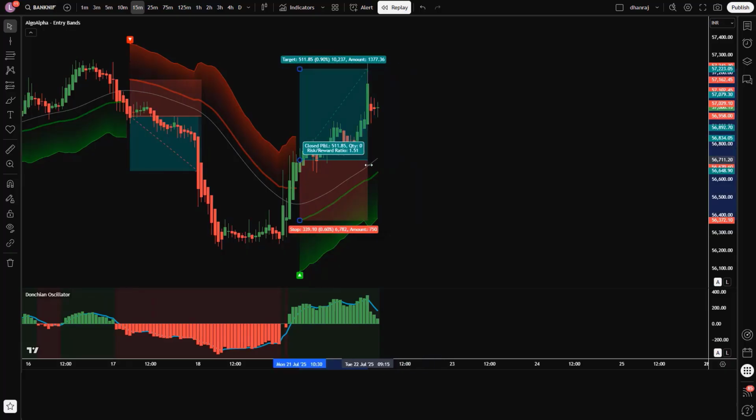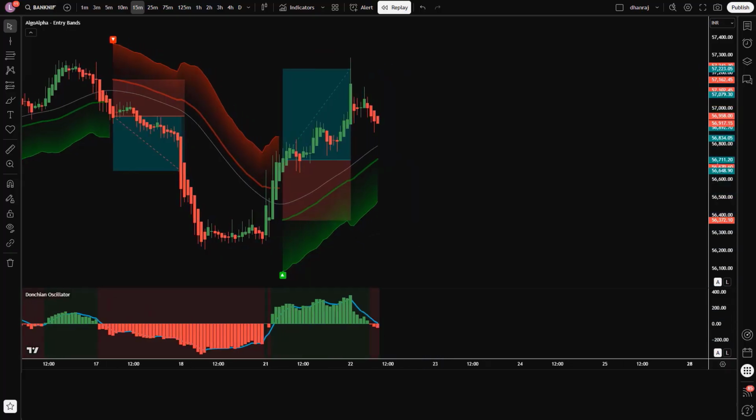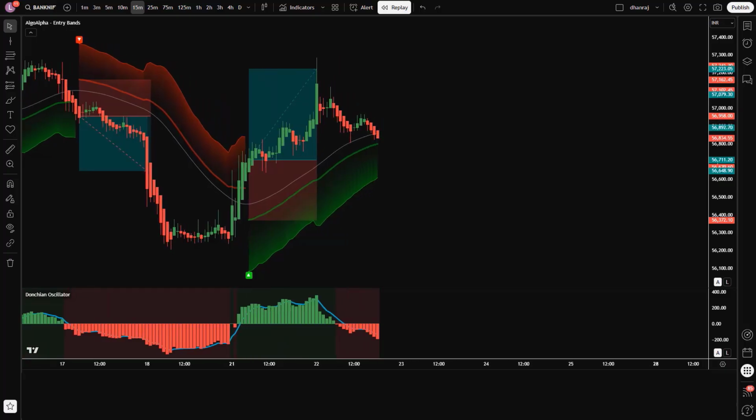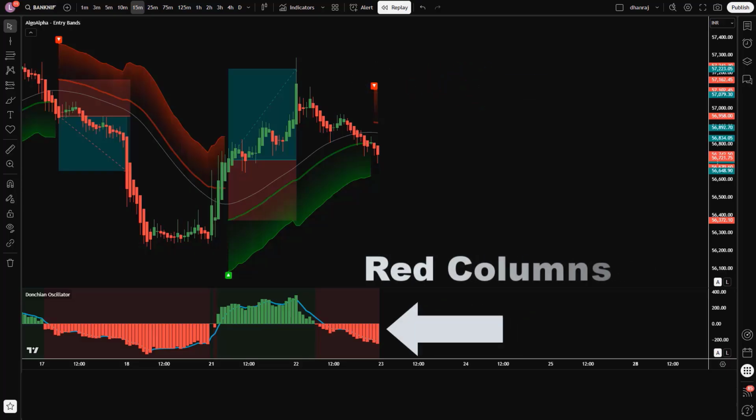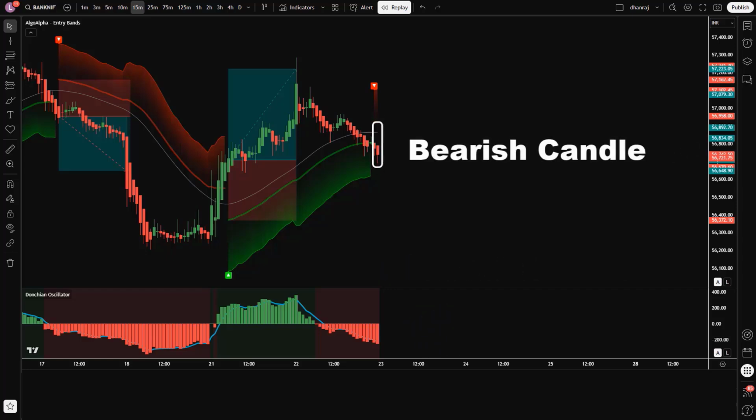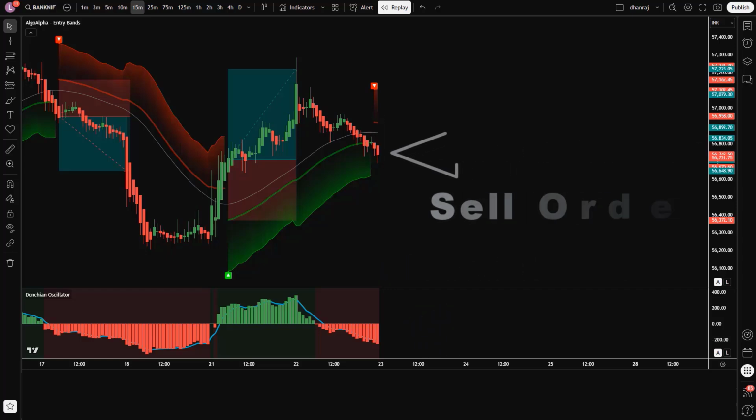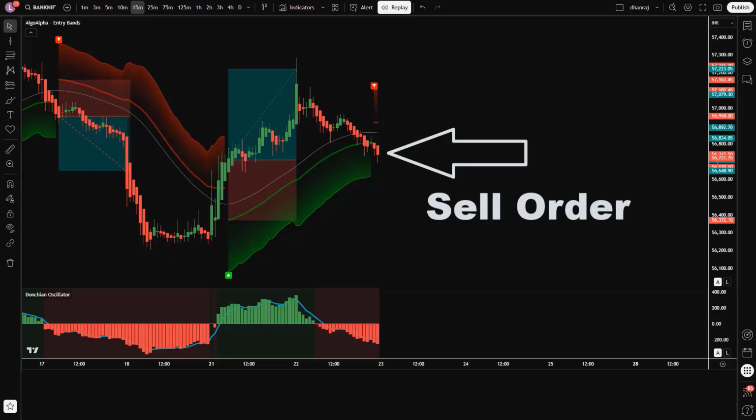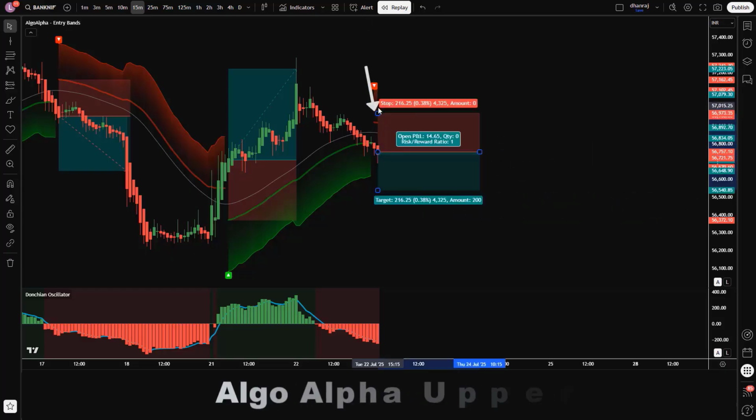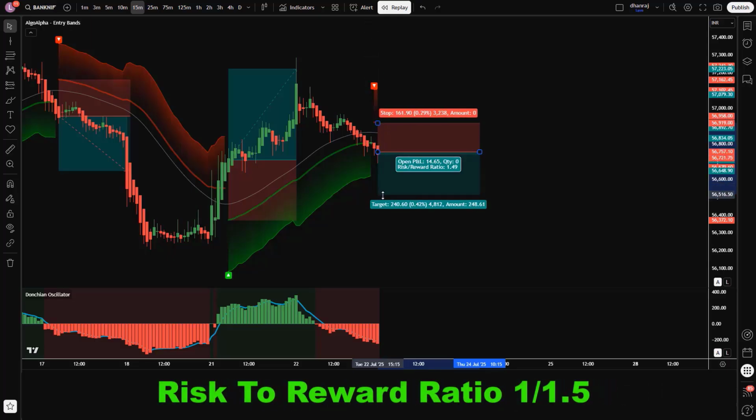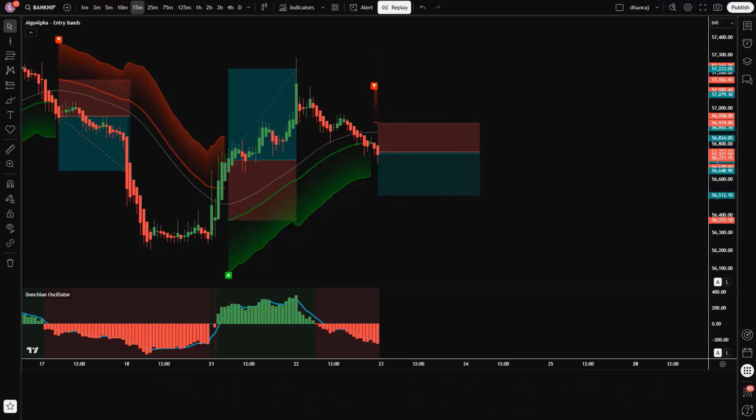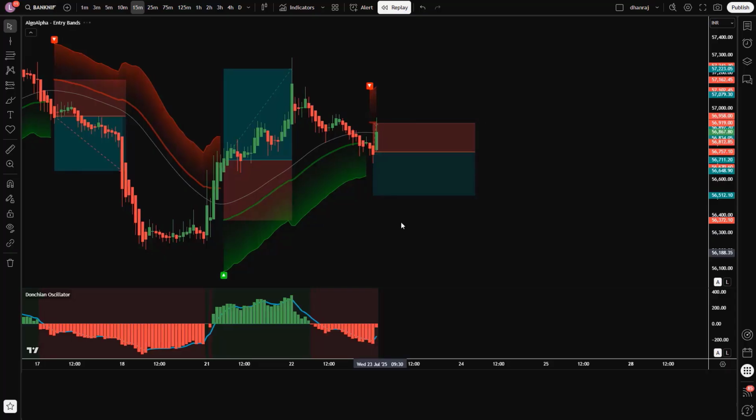Let's find the next trade. Here the Fibonacci entry bands indicator gives us a sell signal. Here the Donchian oscillator indicator shows red color columns. Here the market forms a bearish candle. So all our conditions are fulfilled, then we will place sell order. Our stop loss is algo alpha upper line. And the risk to reward ratio will be 1:1.5. We have lost this trade.